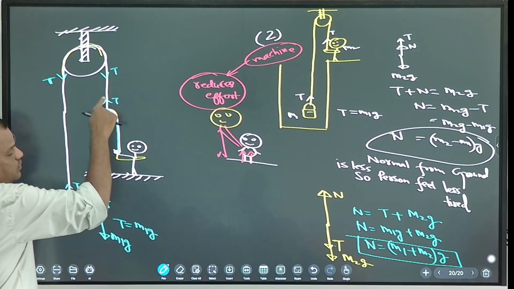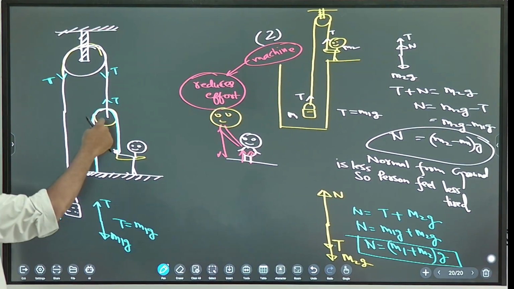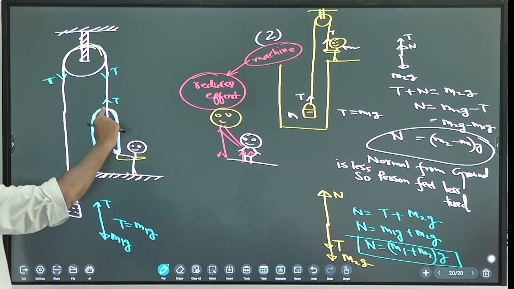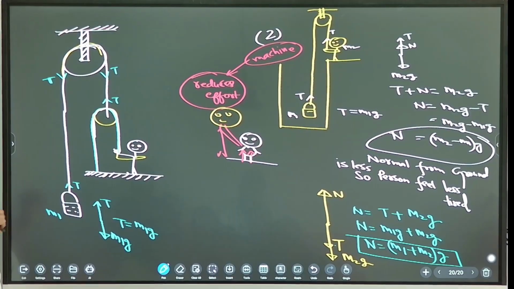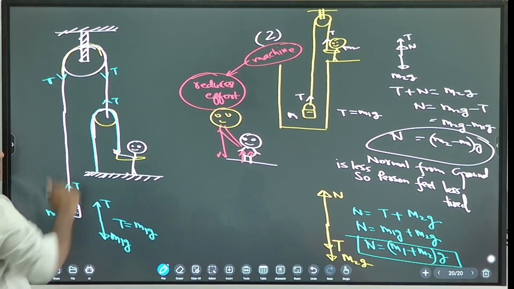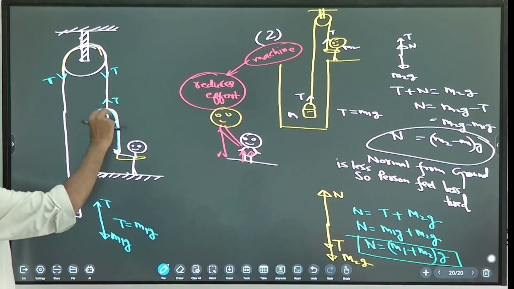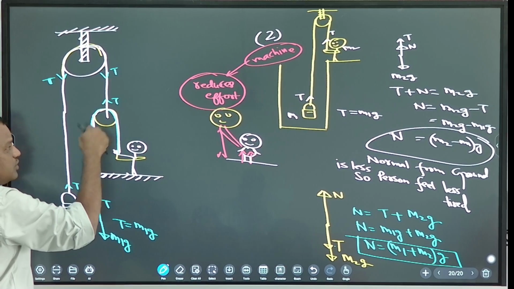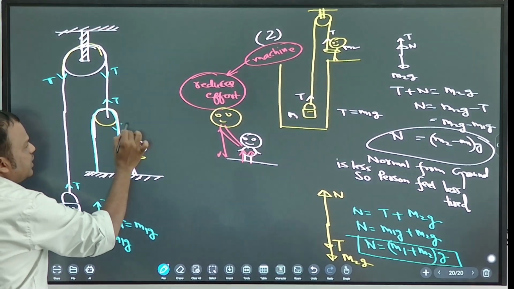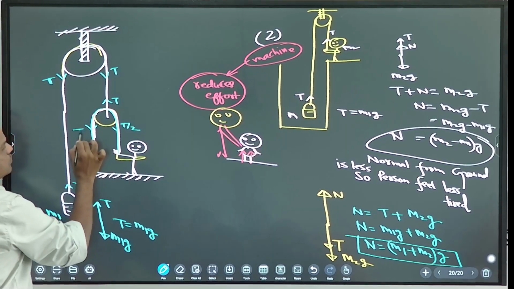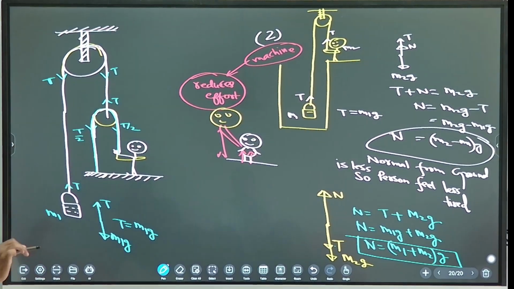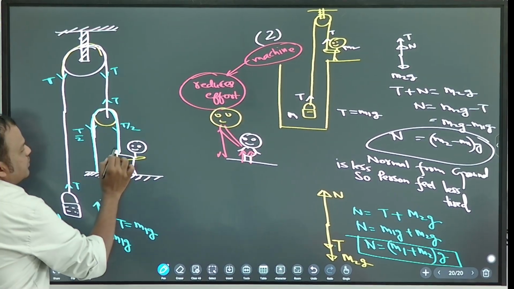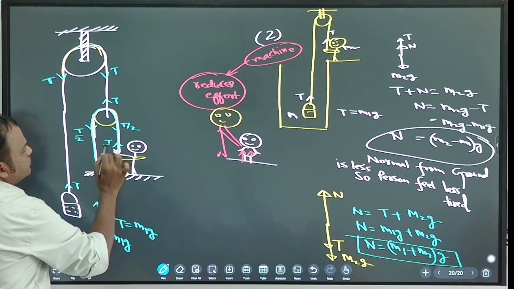Now here T, the pulley is massless. So net force is 0. Upward force how much on this pulley? T. So downward force also T only. So here T by 2, T by 2. Okay, clear? So here also T by 2.